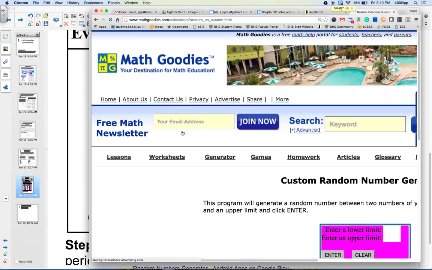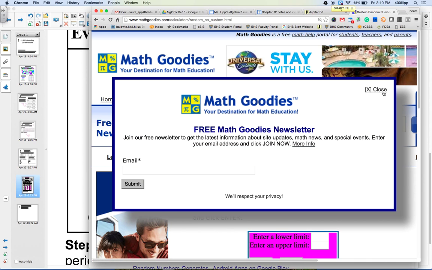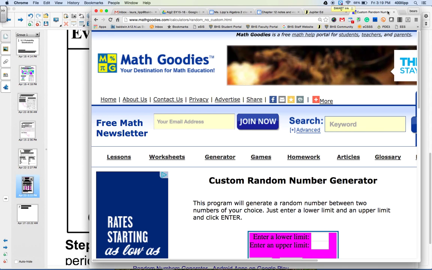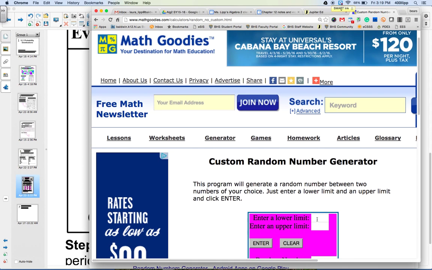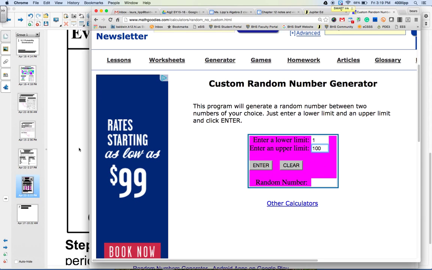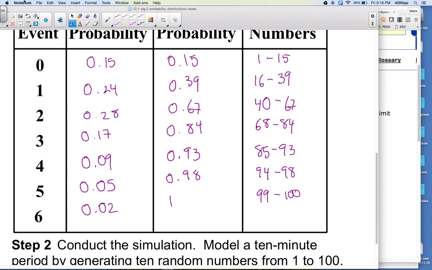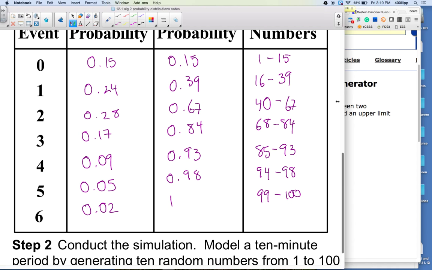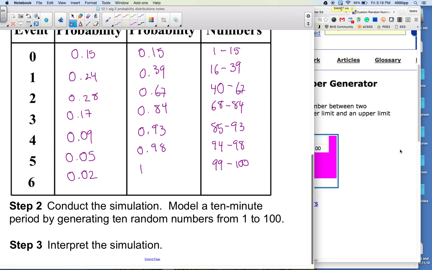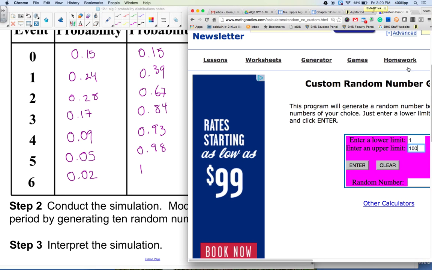Okay, so we're going to assign numbers now, and what we're assigning is from 1 to 100. So we're going to assign a lower limit of 1, and then an upper limit of 100, and then we're going to see what we come up with. So let's make this a little bit smaller here, and then we could just write the numbers in as we go. Alright, so we're going to enter this in. We'll press enter. We get 51.